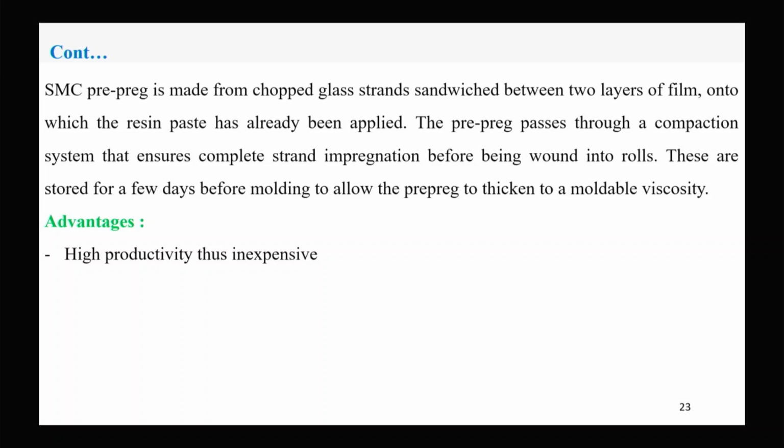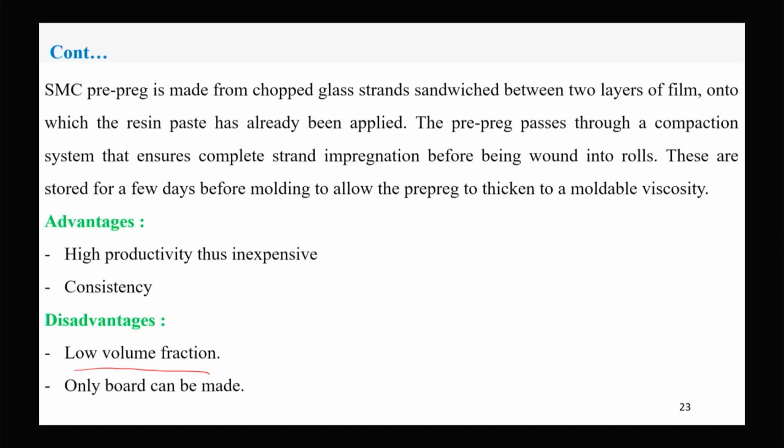Okay, the advantage is high productivity, thus inexpensive. Consistency is there, and the main disadvantage is low volume fraction. So fiber volume fraction we cannot achieve very high, and here only a board can be made. So only sheet form we can make. We cannot make any intricate design.